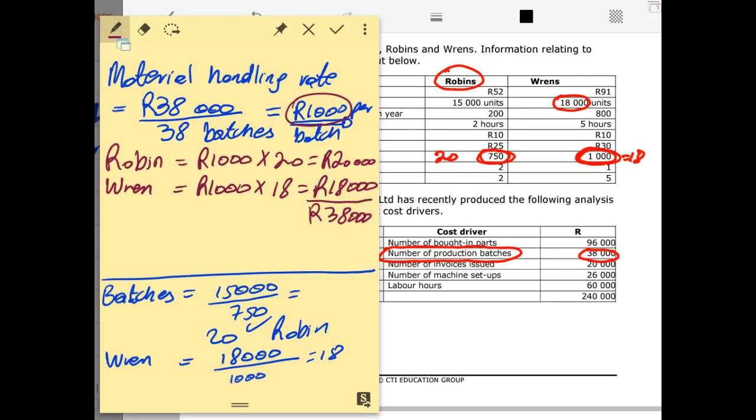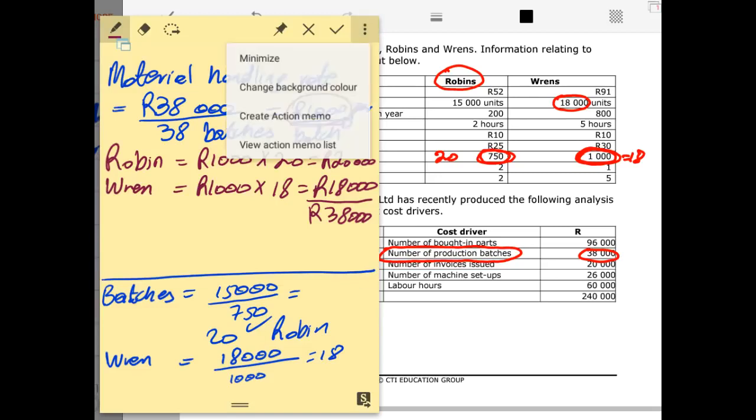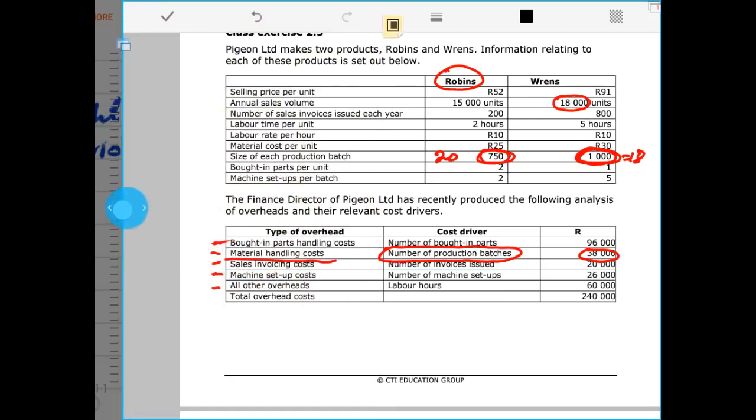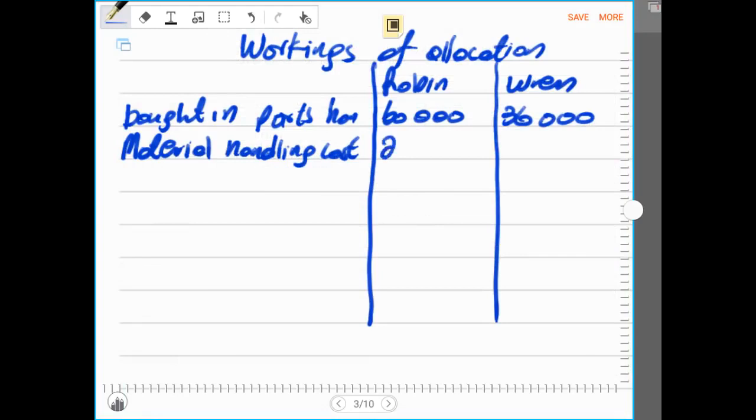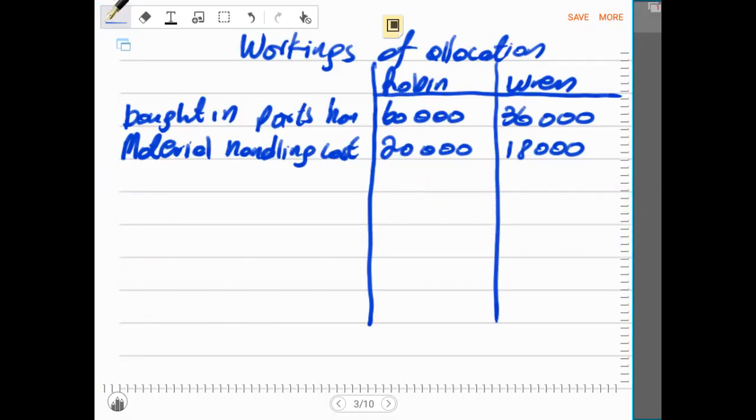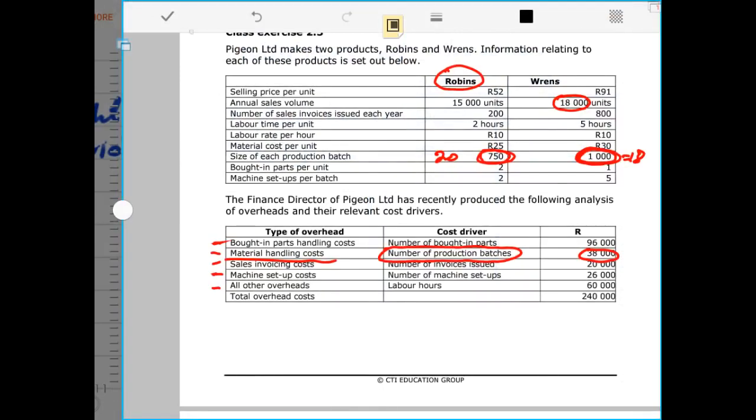So now let us go and allocate that 20,000 and 18,000 in our table. Then we record 20,000 and 18,000 respectively. I hope, guys, we are all on the same page. We first have to calculate our rate, then we multiply, then that will give us the total overhead to be allocated.